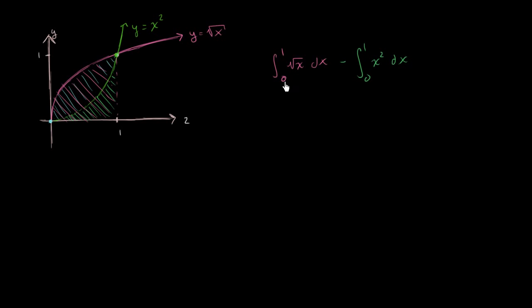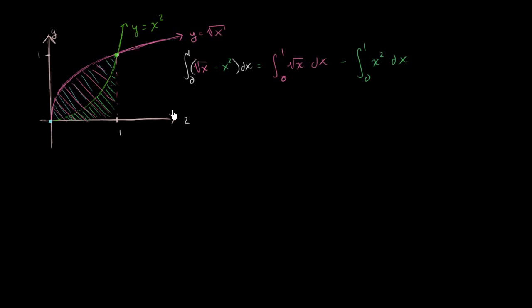And you might say, hey, look, I have the same boundaries of integration. I have dx right over here. Could I not also have written this as the definite integral from 0 to 1 of square root of x minus x squared, dx? And if you ask that, I would say absolutely. And this is actually a different way of conceptualizing it.